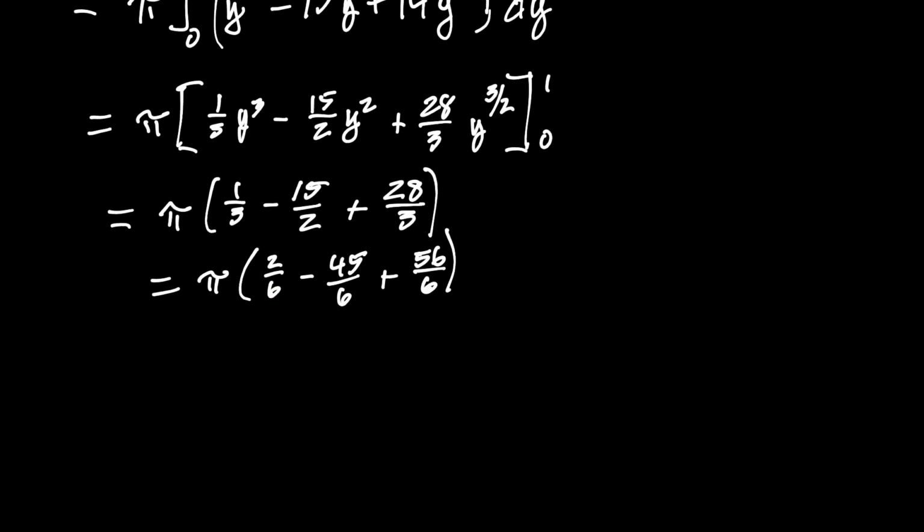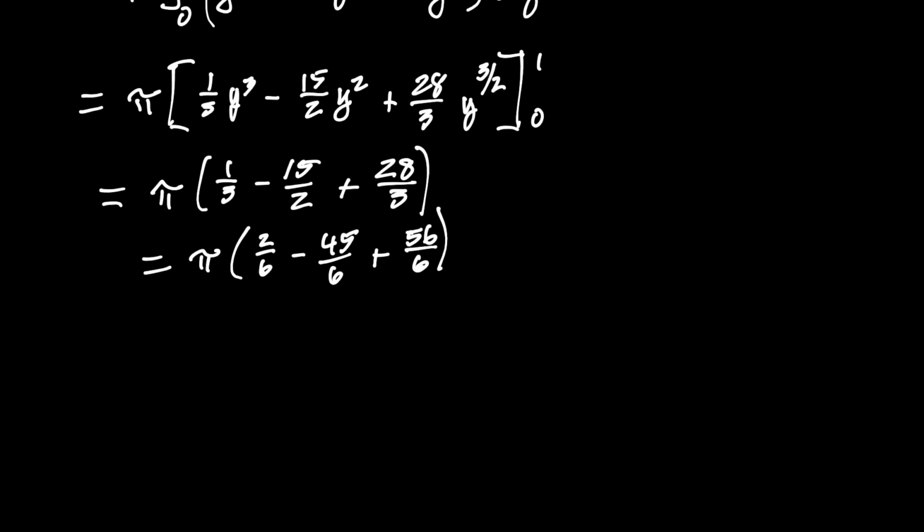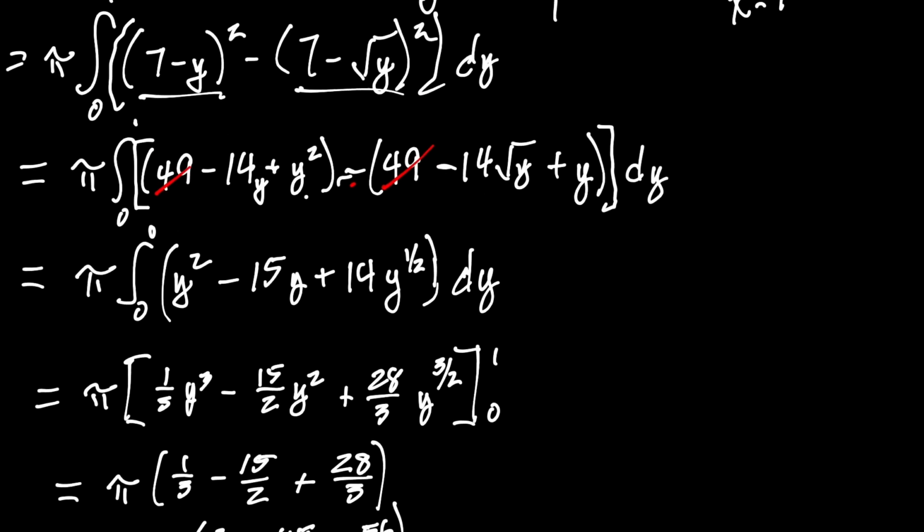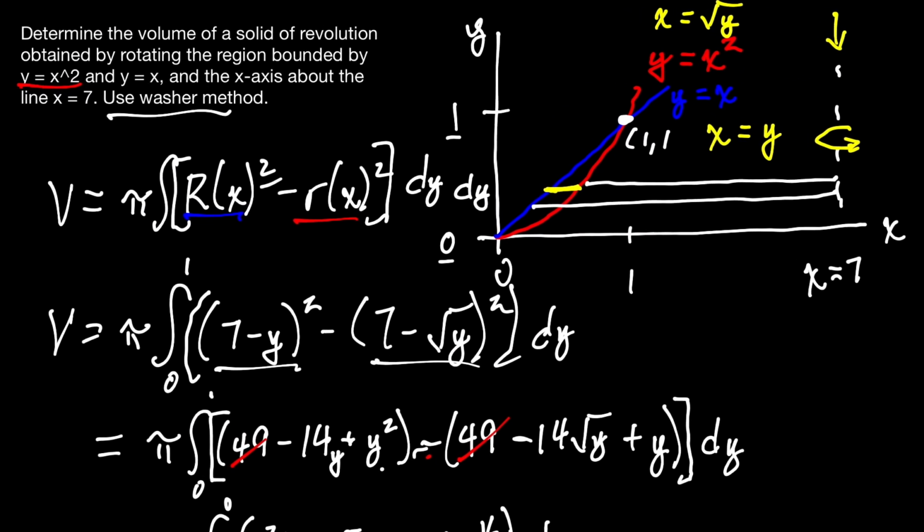So that's the same thing that we had in the last problem. So this equals pi times 13/6. The exact answer is 13 pi over 6, and we approximated it to be 6.8. So there you go. That's two different ways to look at those problems.